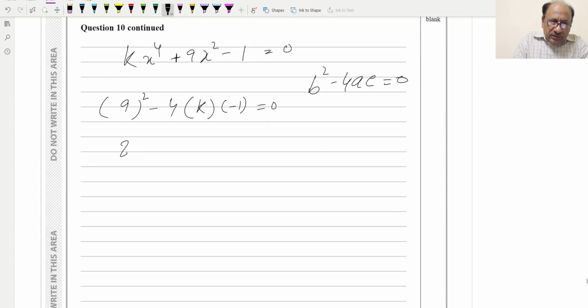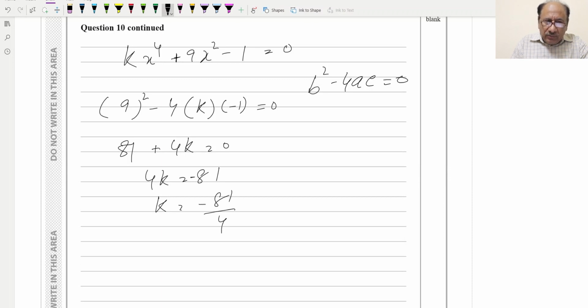Now we can write 81, minus minus plus, so 4k. Setting this to 0, 4k is equal to minus 81, so k is equal to minus 81 over 4. So the k value should be in between 0 and minus 81 over 4. So k should be greater than minus 81 by 4 and less than 0. This will be our final answer for this question.